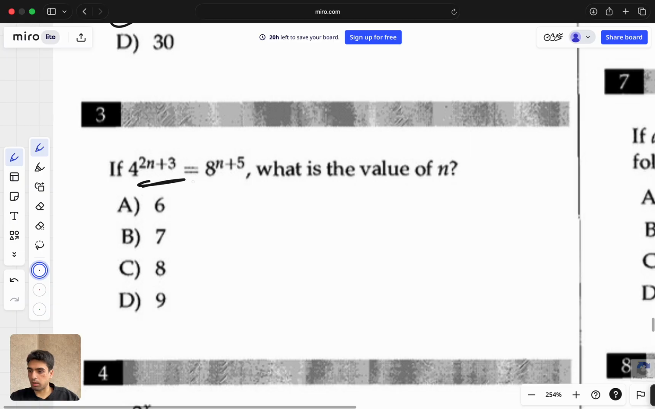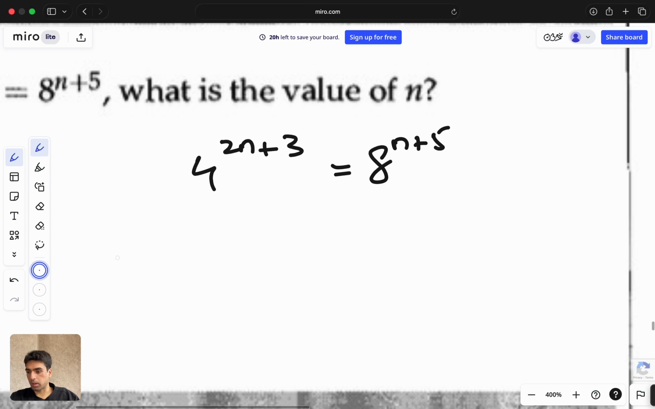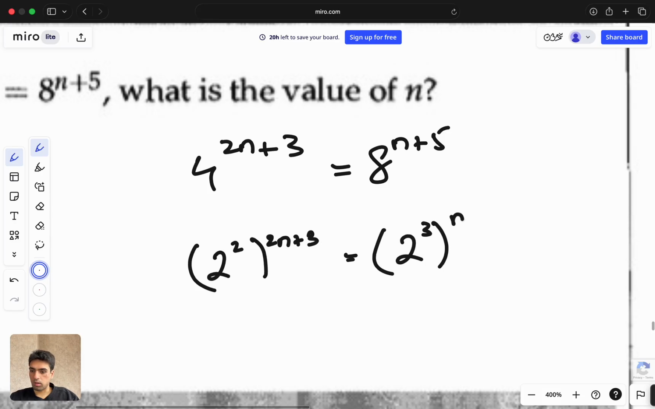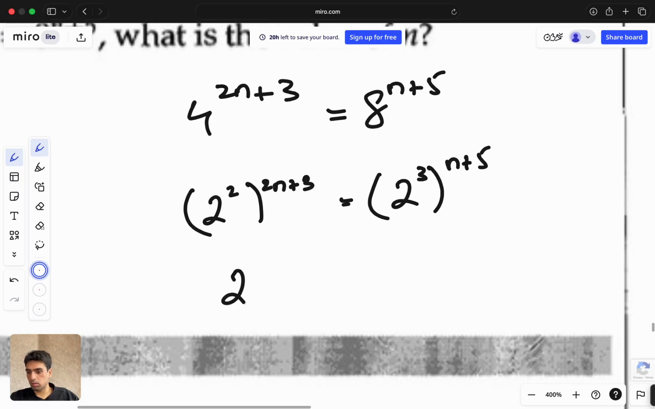So next one, we have this: 4 to the power of 2n plus 3 is equals to 8 to the power of n plus 5. Find the common bases. So 4 can be written as 2 squared, and then 8 can be written as 2 cubed, and then you multiply the powers. So 2 times 2n is 4n, 2 times 3 is 6, is equals to 2, and then 3 times n is 3n, 3 times 5 is 15.